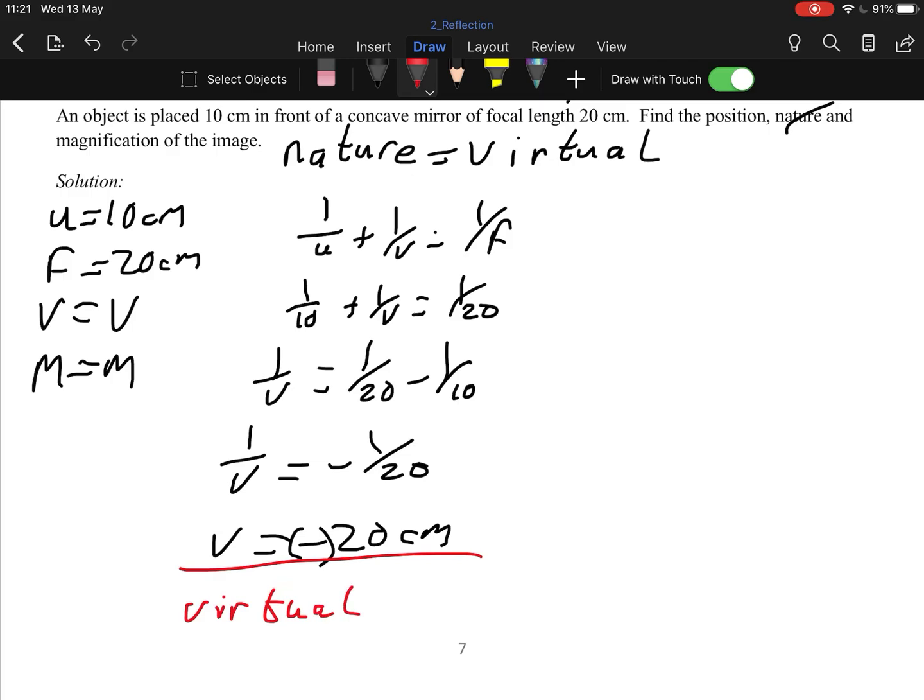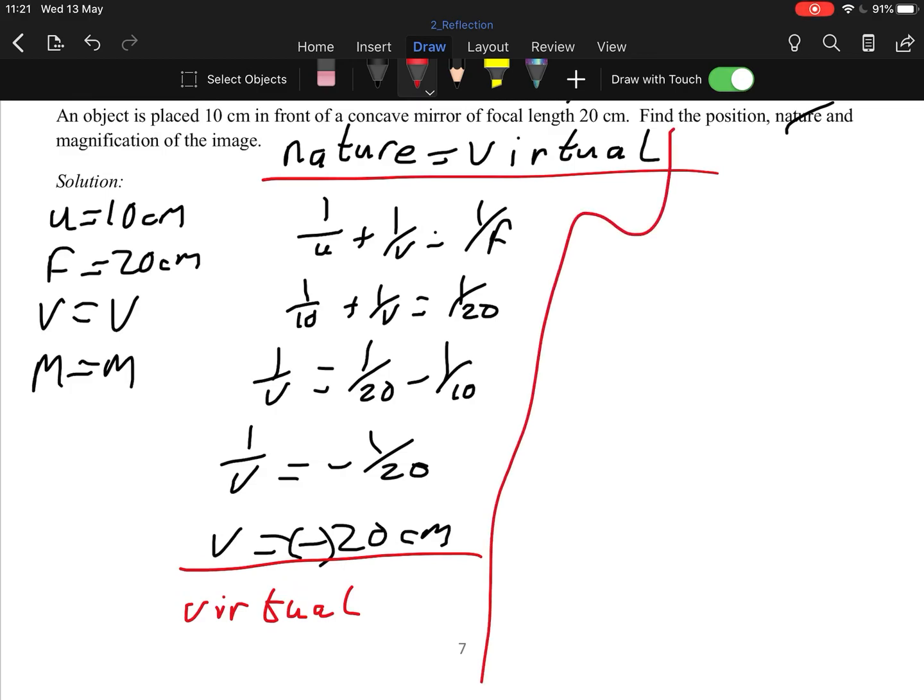So if you didn't cop up here that it was virtual, you would do the equation and you'd end up with a minus number. So therefore the minus number means it's a virtual image. If you did cop it was virtual, you would have left v as minus, and the minus would have cancelled the minus, and you'd have been left with 20, but you already said it was virtual. Okay, so there you go.